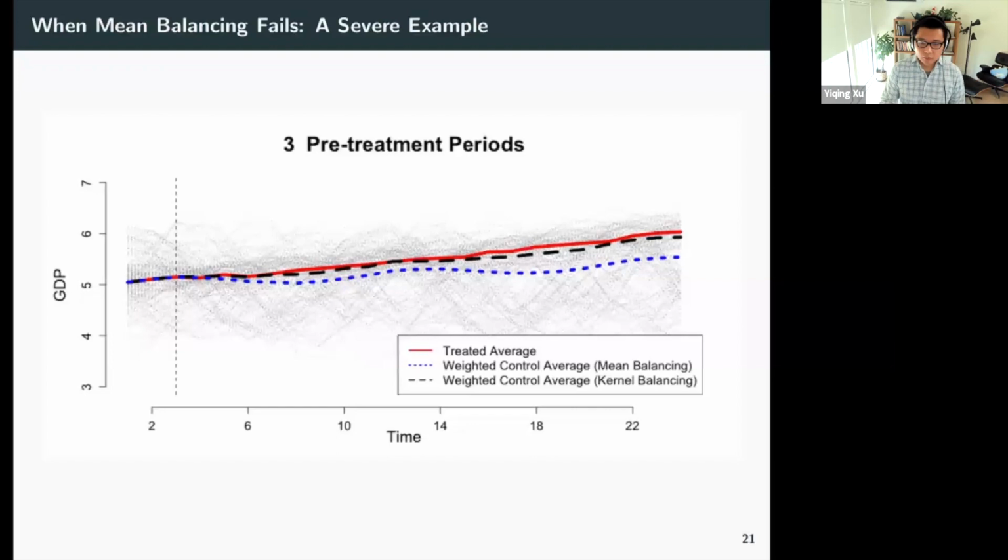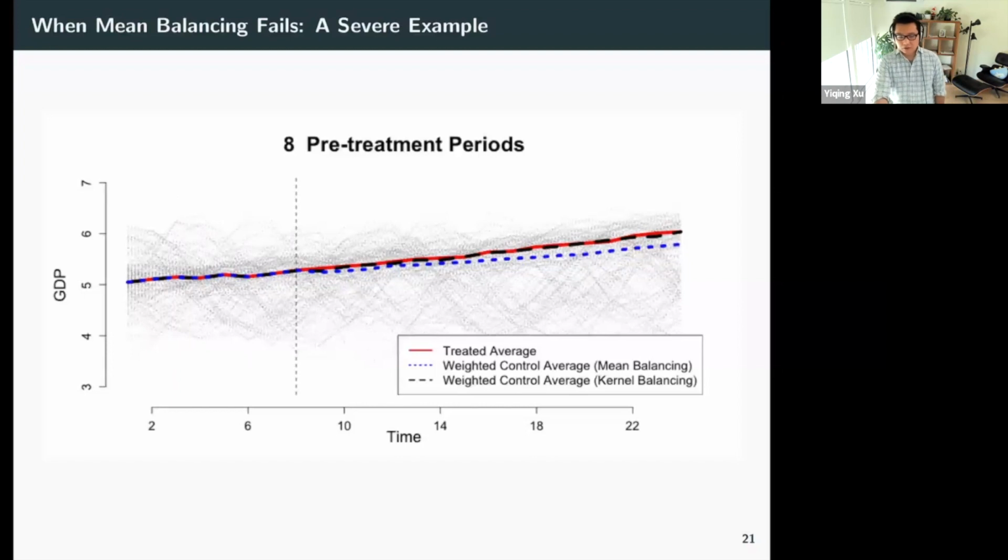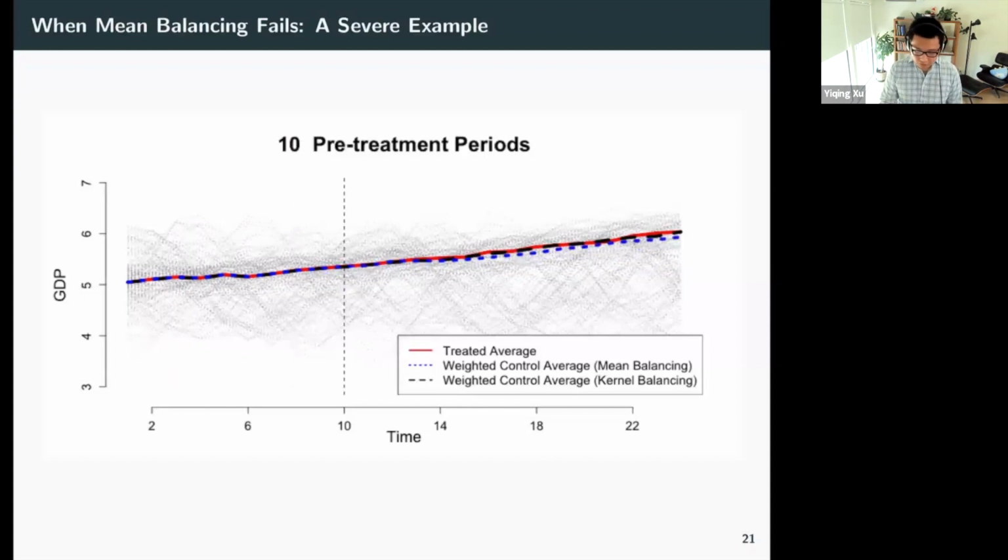As you have more and more pre-treatment periods, mean balancing starts to do better and better, because in order to achieve mean balancing, you also need the data to be more like that when you have more time periods. With up to 10 pre-treatment periods, these 2 methods are fairly close.